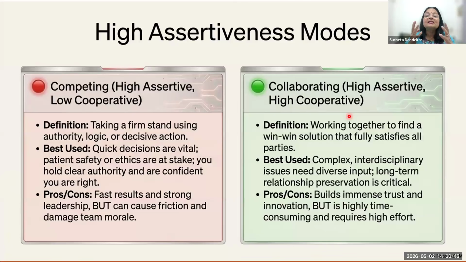So the high assertive modes are competing, where you are high assertive and low cooperative. How would you define that? Taking a firm stand using authority, logic, or a decisive action. And when is it best used? When quick decisions are vital, patient safety or ethics are at stake, or it could be that you hold clear authority and are confident that you're right. That is when you will use this card of yours of competing.